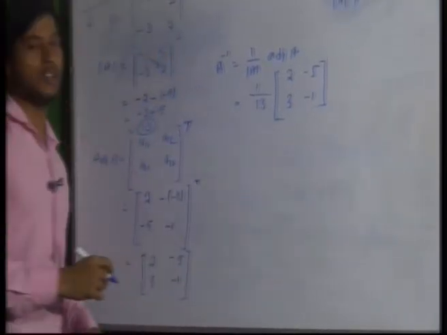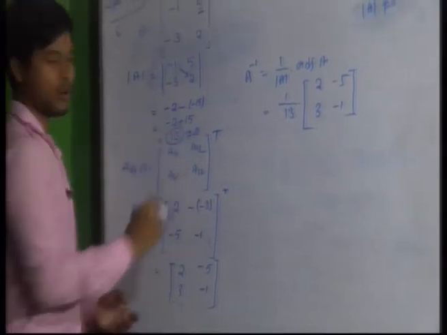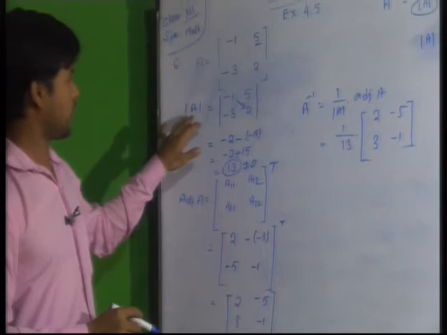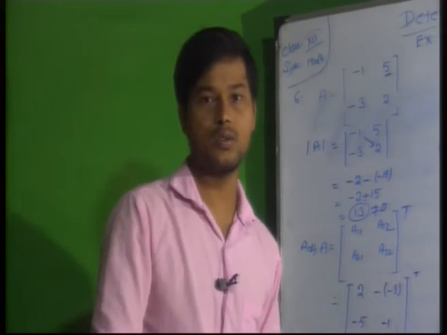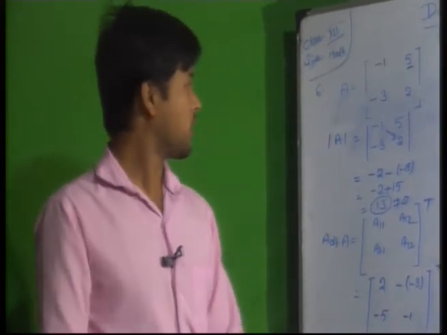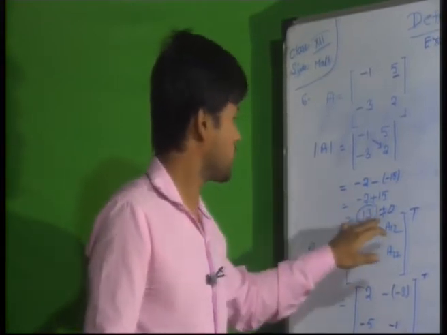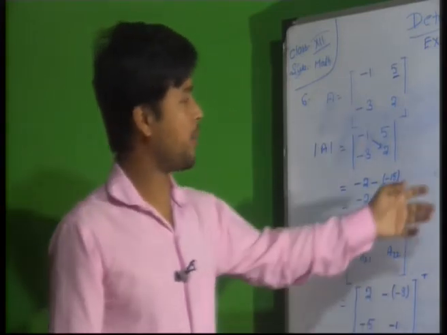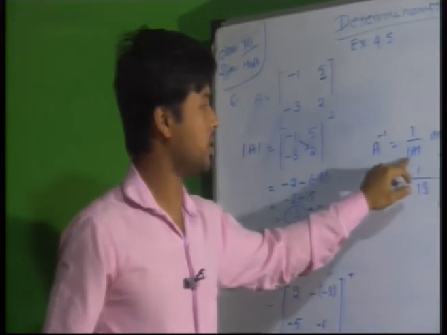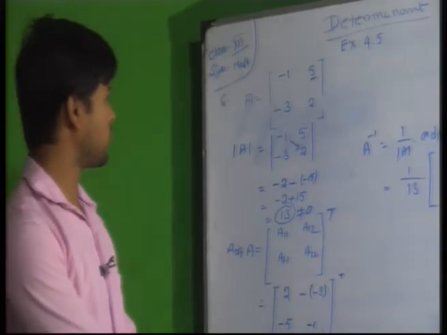So, this is the inverse of the given matrix. Look, the process is easy. First, we have to check whether the value of the determinant is 0 or non-zero. If the value of the determinant is non-zero, meaning the matrix is a non-singular matrix, then we can calculate the inverse of the matrix. When the determinant is non-zero, calculate the adjoint of the matrix and then apply the formula A inverse equals 1 by det A into adjoint A. Got it? Okay. So, this is the example of a 2 cross 2 matrix.